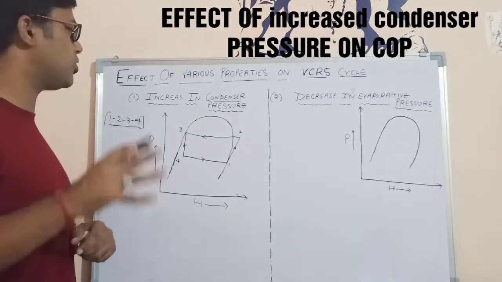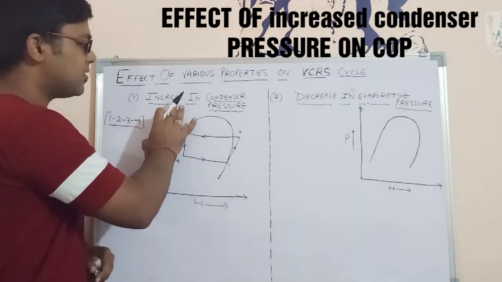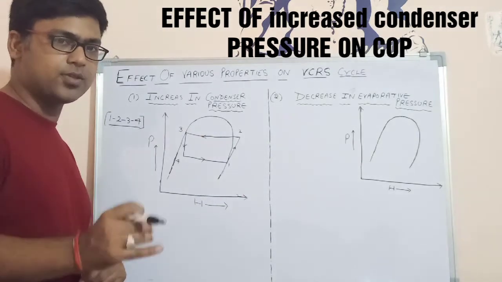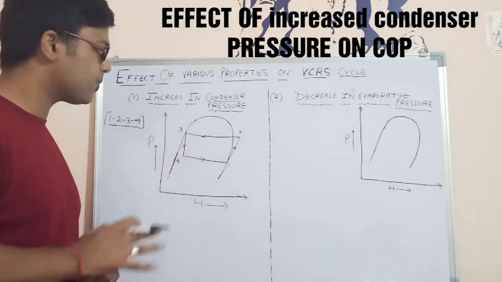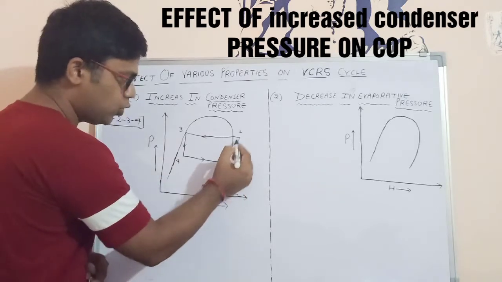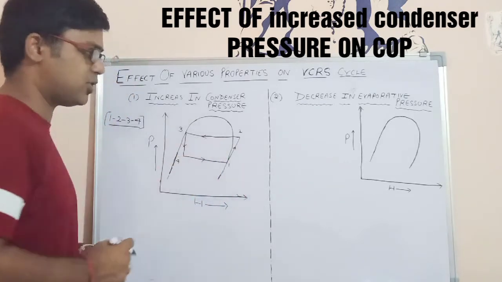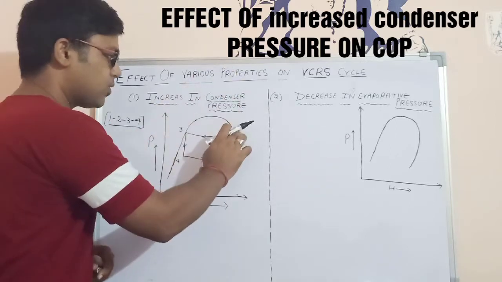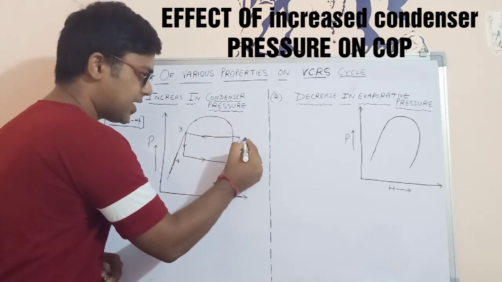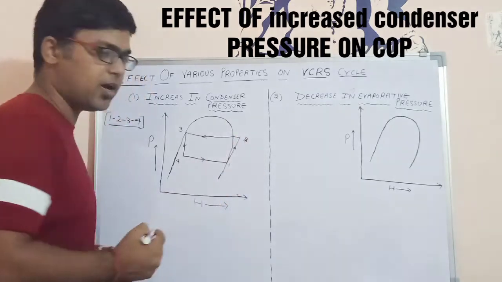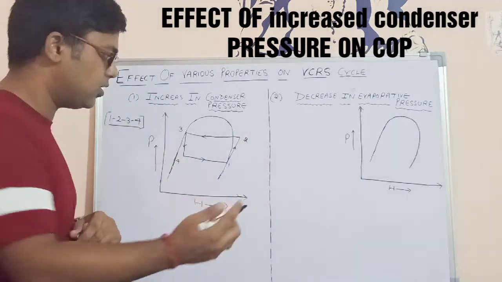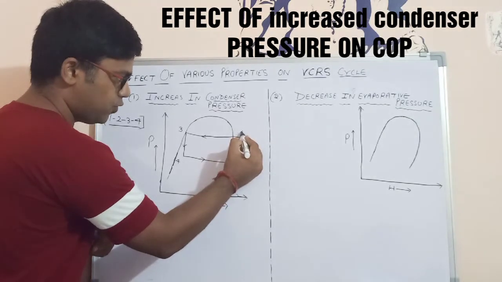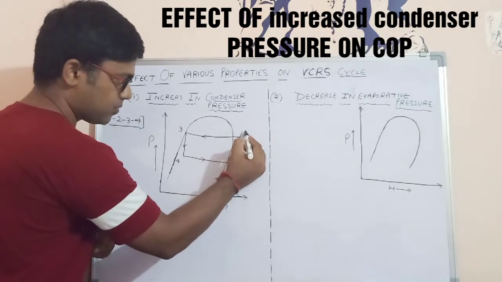Now what is the question? The question says that if we increase the condenser pressure, what is going to be the effect on the COP of the system. Now as I told you, 1 to 2 is the compressor, 2 to 3 is the condenser. So if I increase the condenser pressure, I have to compress it more in the compressor. So 1 to 2 is compression; to increase it, I have to compress it more.